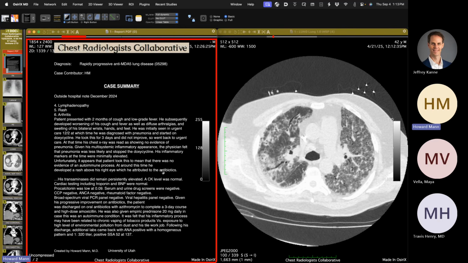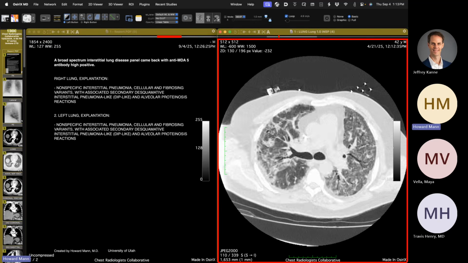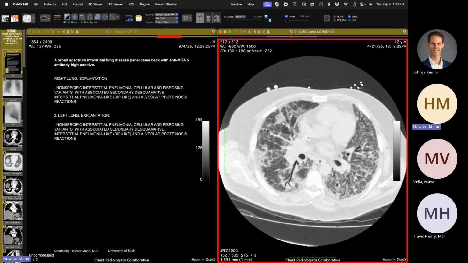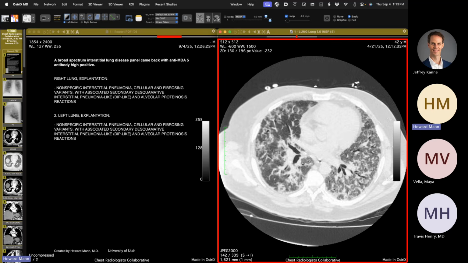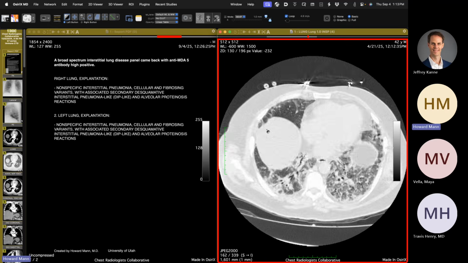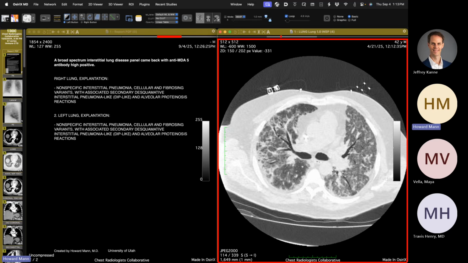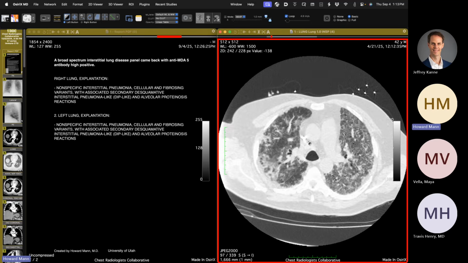So anti-MDA5, I don't know about this lung pathology where you can see NSIP cellular and fibrosing variants. I don't know about the DIP-like and alveolar proteinosis reactions, what that means pathologically, but certainly consistent with a rapidly progressive pulmonary disease, consistent with anti-MDA5 antibody. Any comments about this rather somewhat strange pattern?